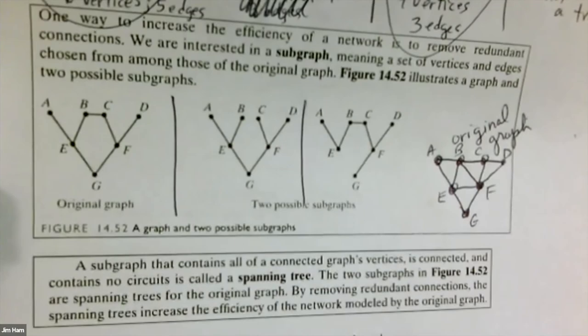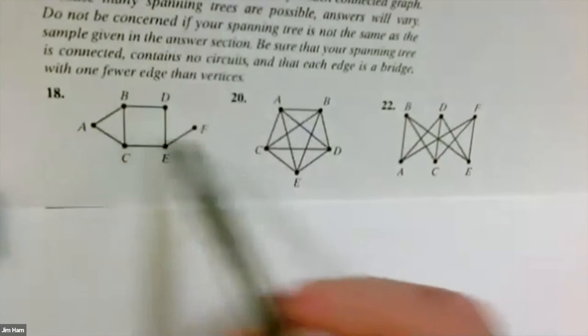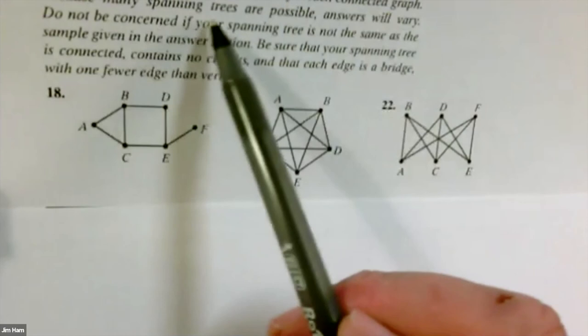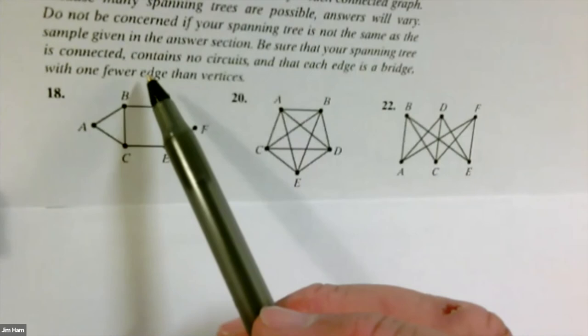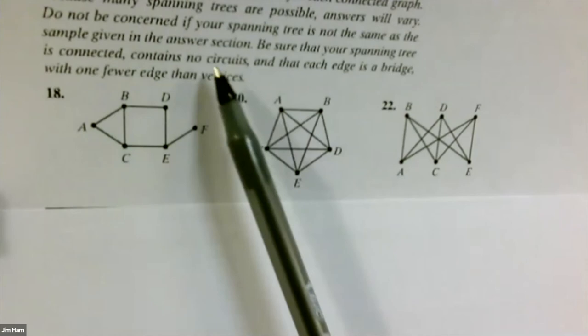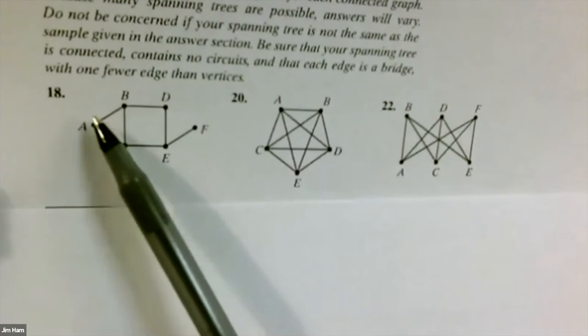All right, but before we get there, let's take a look at each of these. Number 18. For these exercises, find a spanning tree for each connected graph. Because many spanning trees are possible, your answers might not necessarily match the one given as the answer in the back. But just make sure that your spanning tree is connected, doesn't have two different components that are not connected in some way, does not contain any circuits, each edge is a bridge, and it has one fewer edge than vertex. So first of all, in 18, notice that there's 1, 2, 3, 4, 5, 6 different vertices.